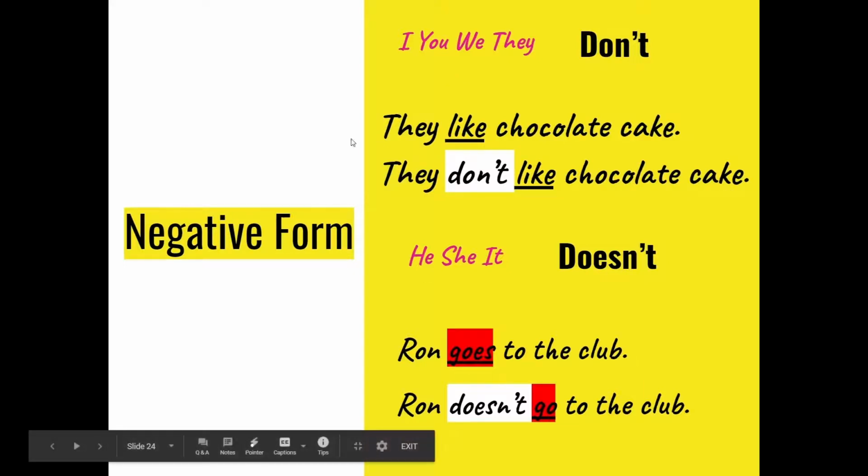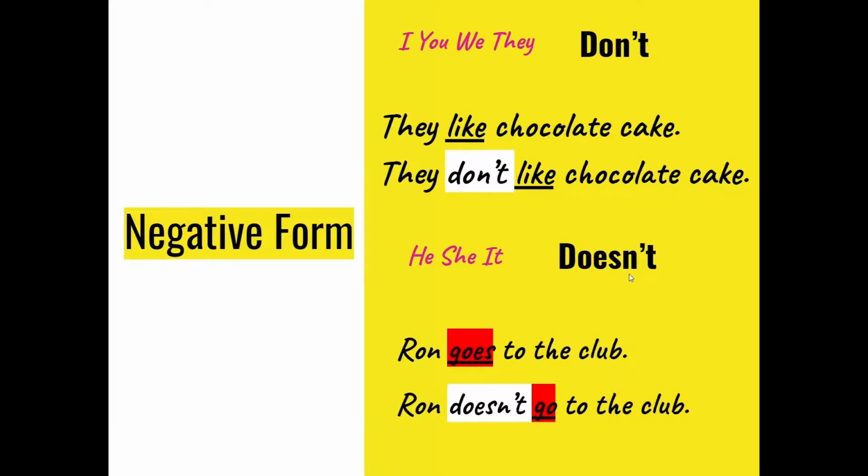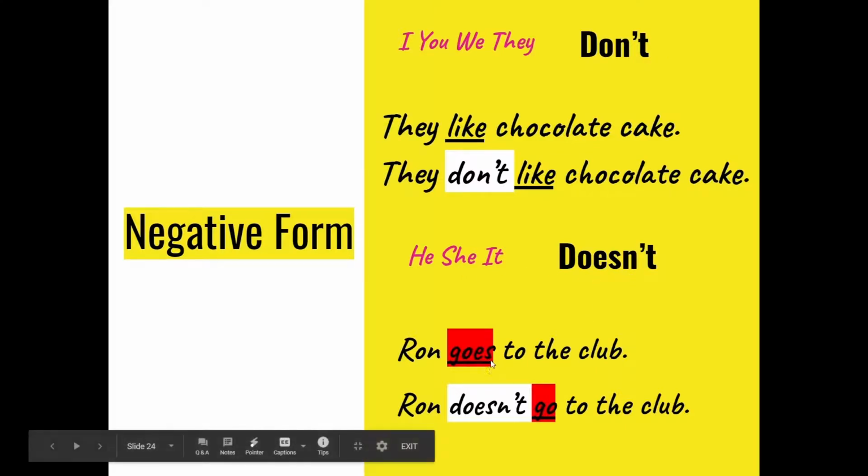So for I, you, we, and they, I say don't plus the infinitive. And for he, she, and it, I say doesn't plus the infinitive. What about the S? It goes away. Doesn't is always hungry and it eats the S and hides it here in its stomach. Doesn't. See the S? Here it is. I don't need to have S here. It will be a mess. Easy. Ron doesn't go to the club.